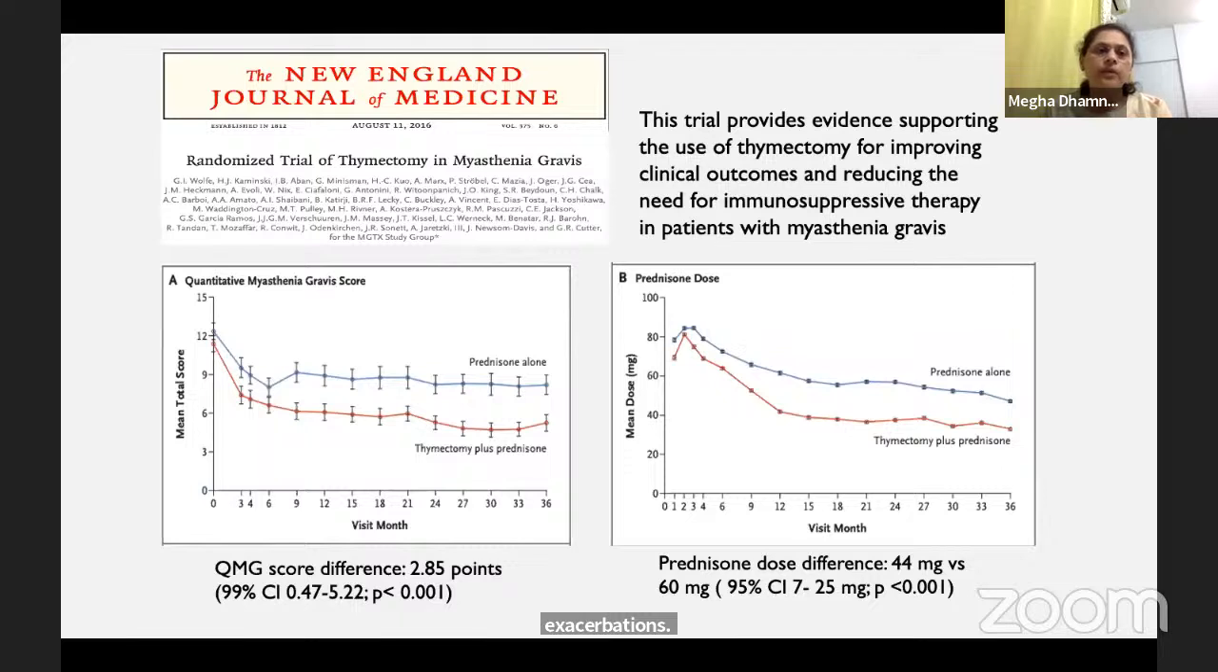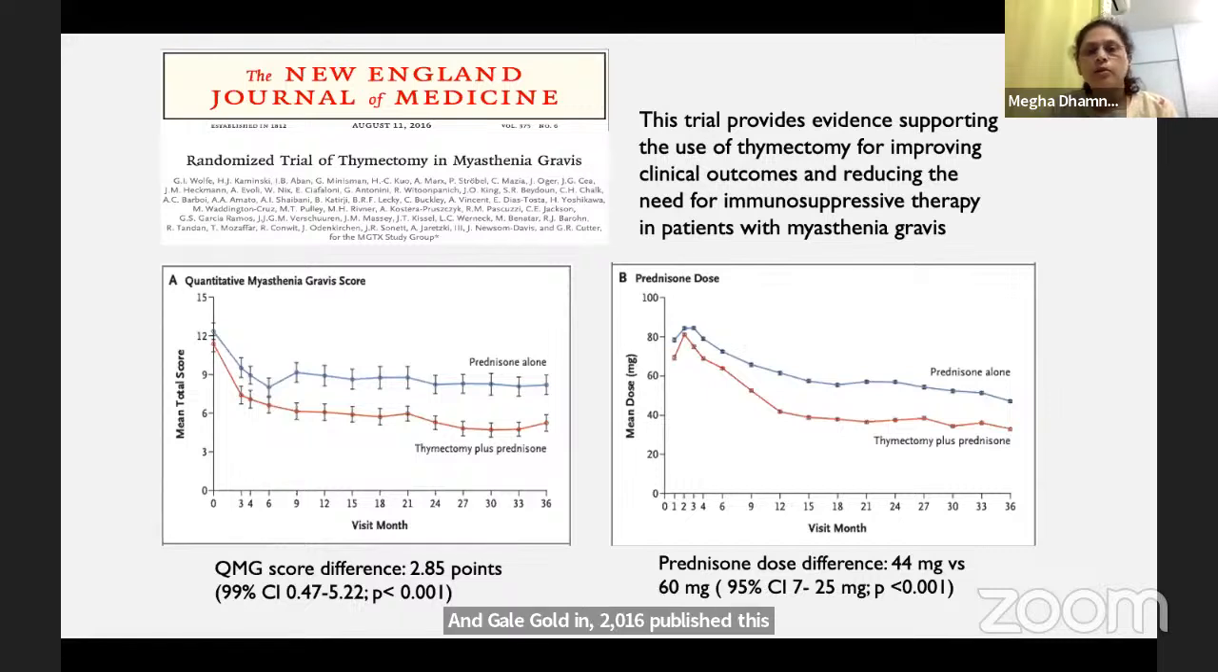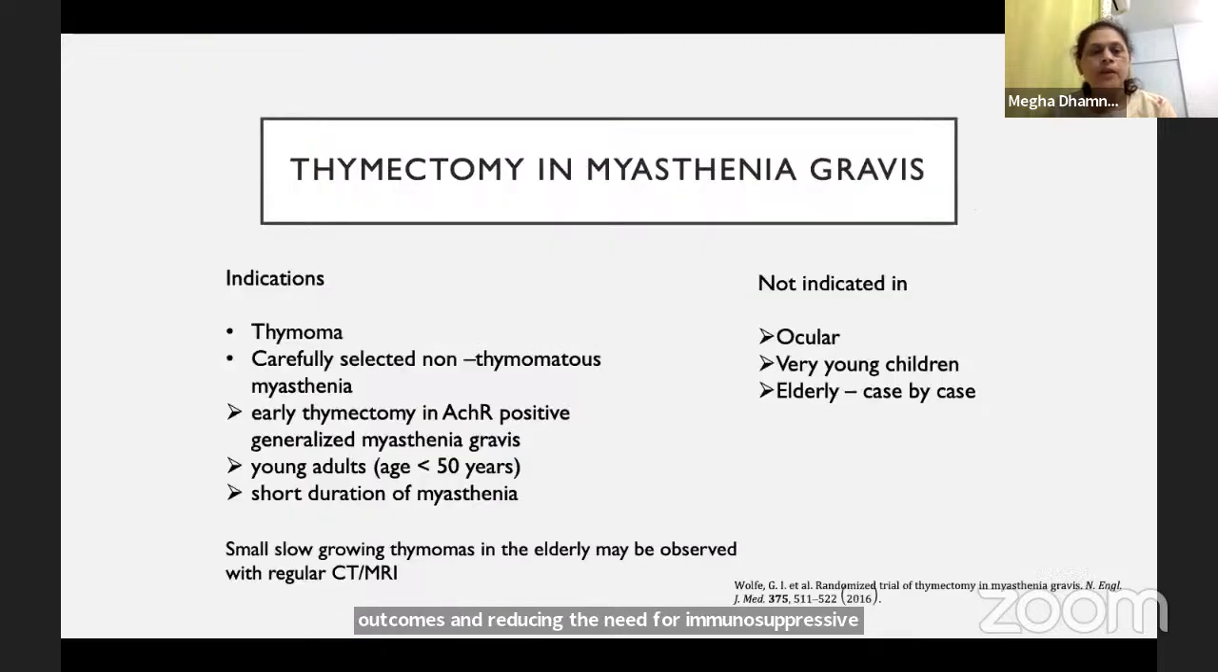Now, talking about thymectomy, we have seen the role of thymus in myasthenia gravis, and Wolfe in 2016 published this study, which was a randomized control, and it provided evidence supporting the use of thymectomy for improving the clinical outcomes and reducing the need for immunosuppressive therapy in myasthenia. Indications: all patients with thymoma and carefully selected non-thymomatous myasthenia.